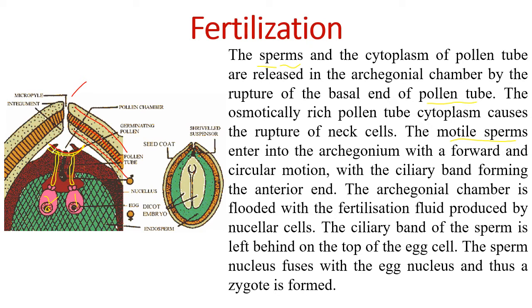The archegonial chamber is flooded with fertilization fluid produced by nucellar cells. The ciliary band of the sperm is left behind the top of the egg cell. The sperm nucleus fuses with the egg nucleus and thus a zygote is formed. Now, actually, this pollen tube is growing down. Here male gametes are there. As this tube discharges its material, the male gamete is fusing here with the egg and thus there is development of the zygote.